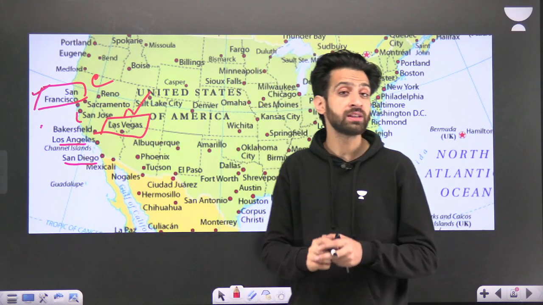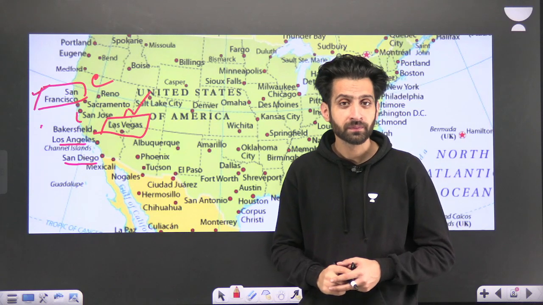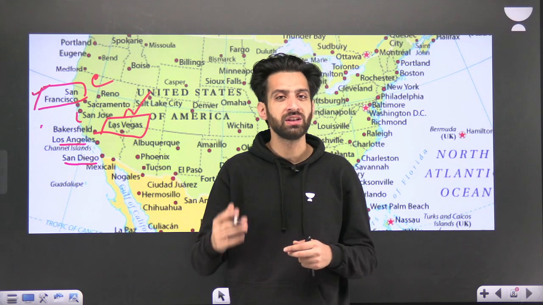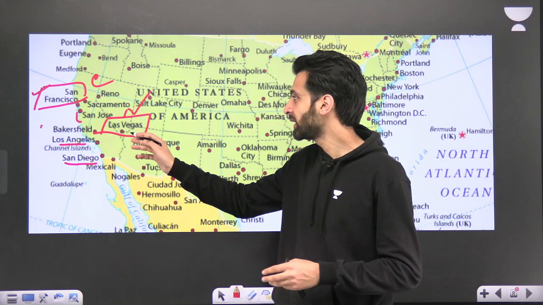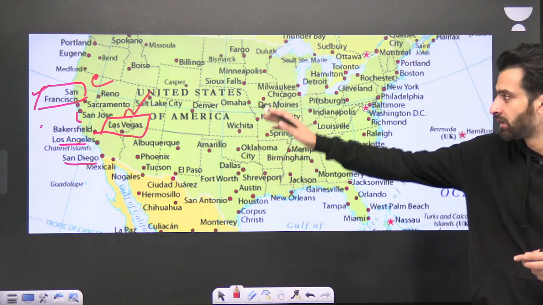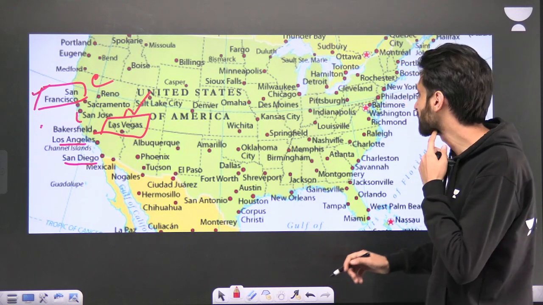Why is Las Vegas important? What is Las Vegas famous for? For casinos and parties, and other things. And it is located in Nevada. This is all about the western part of the USA. Then we'll go towards the eastern part.